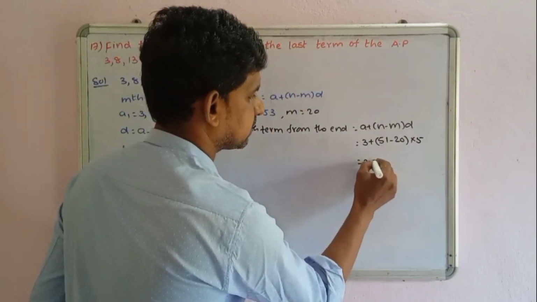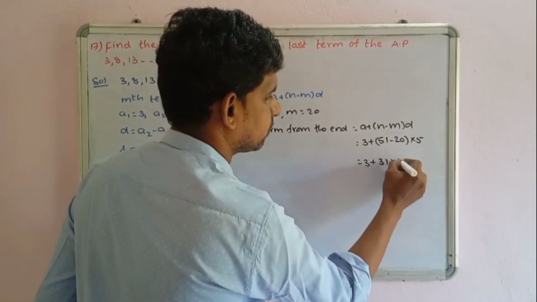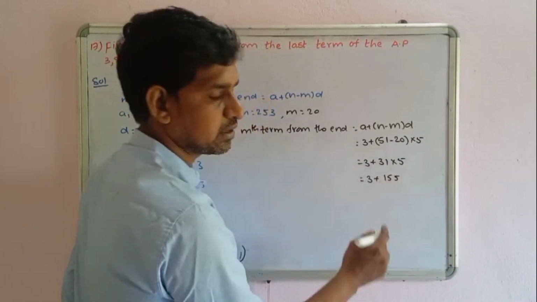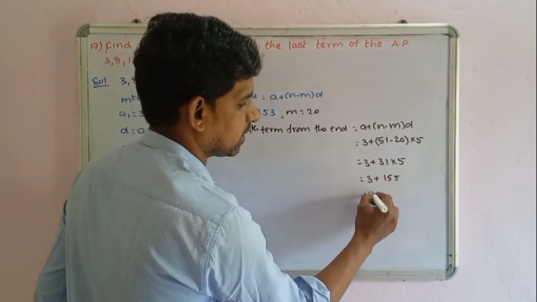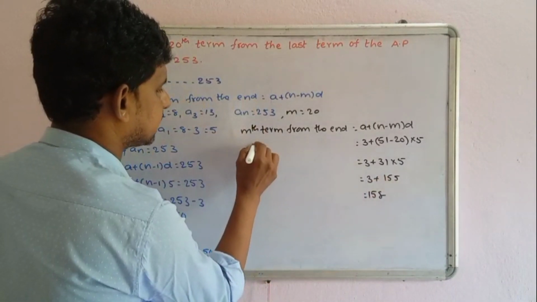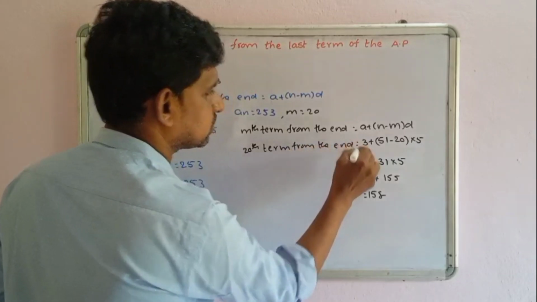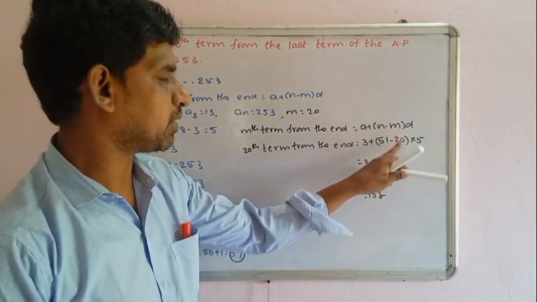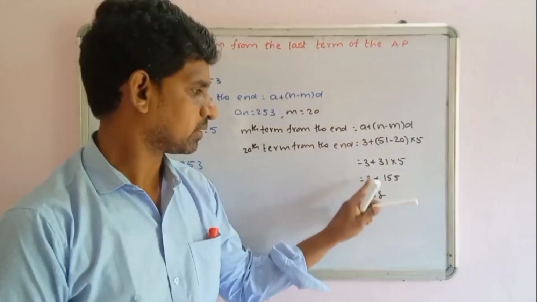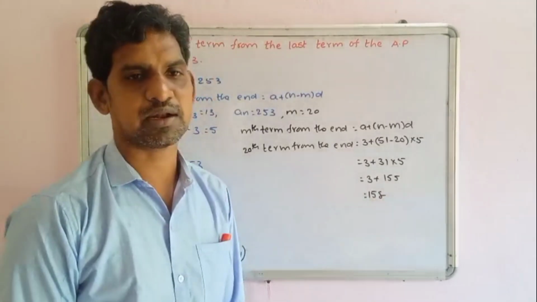So 3 plus 51 minus 20 is 31 into 5. 5 ones are 5, 5 threes are 15. So 3 plus 155 is 158. So this is the nth term. Okay, now 20th term from the end equals to 3 plus 51 minus, here m equals to 20, into 5. So 3 plus 51 minus 20 is 31 into 5. 3 plus 31 times 5 is 155. 3 plus 155 is 158.